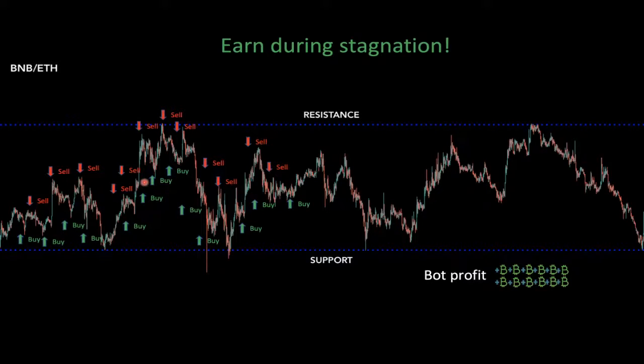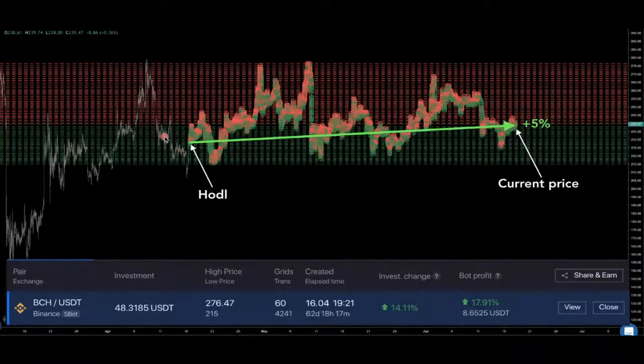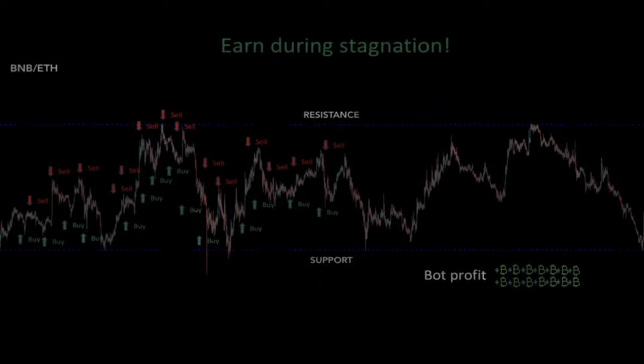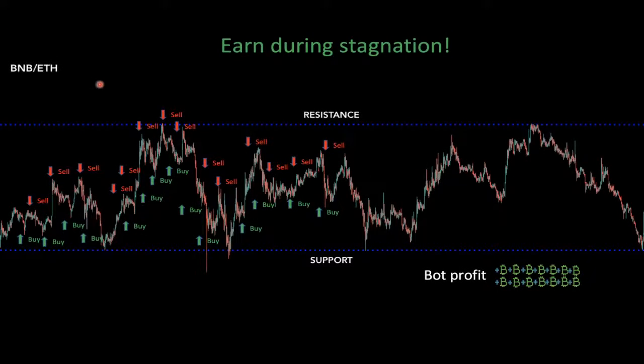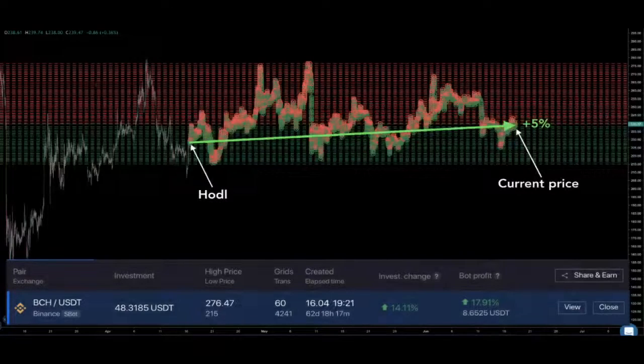So using automated trading, you let the bot generate profits on the sideways market. Once again, you let the bot use your base currency to generate profits in Ethereum. I will show you a real example of how automation allows you to maximize your profits on the sideways market.